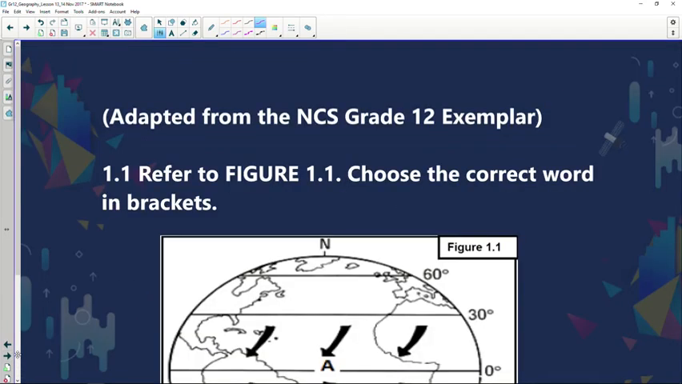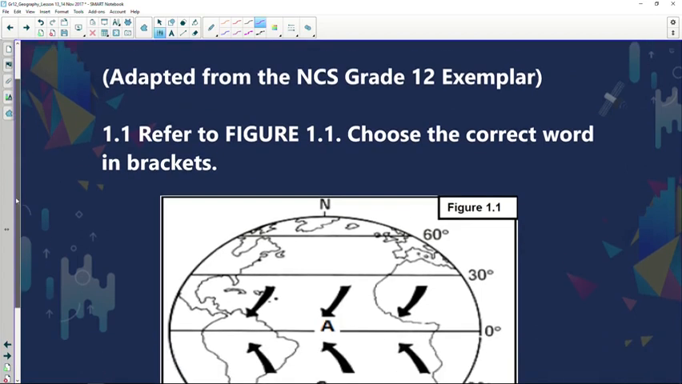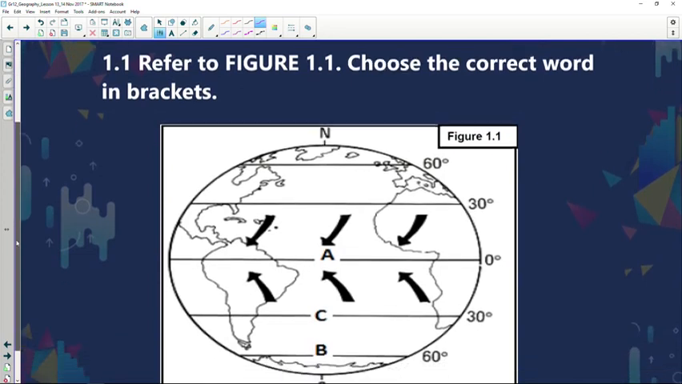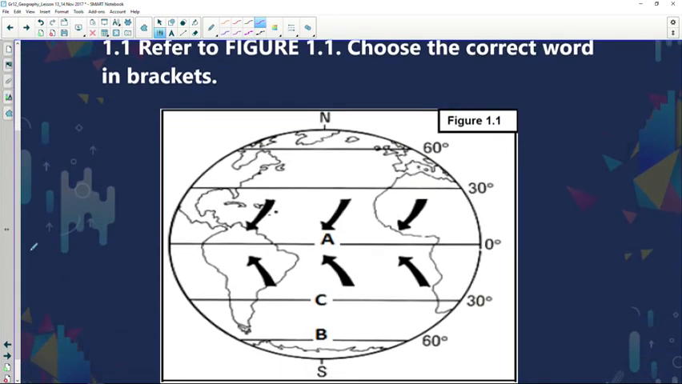Now, our next activity comes from an old question paper. If we quickly look at this diagram, that was our first topic that we discussed, the primary circulation of air. If we just quickly fill these lines in, this is the equator situated over there. This is a subtropical high pressure belt. This is a subpolar low pressure belt and the polar high pressure.